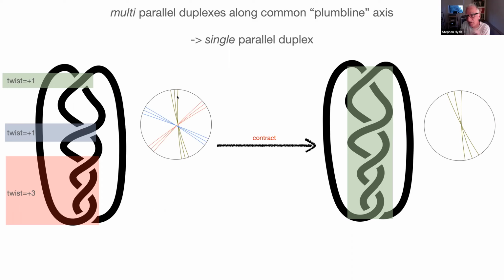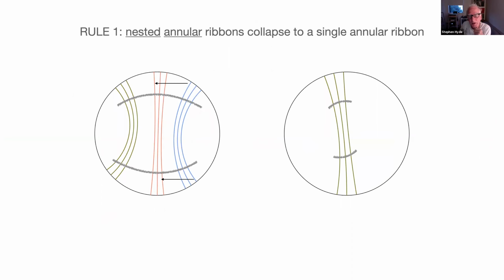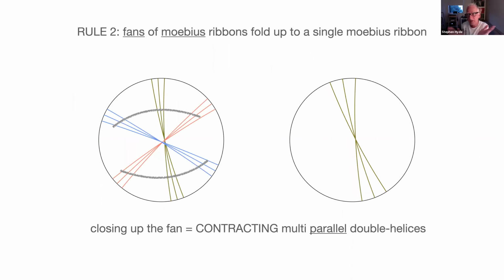Because the point is, it's really just the parity which is important for our purposes. Whether the number of twists is odd or even is what's important, because that determines which side my strand comes out as it comes in. So it's the parity that's important, what I call the twist parity, even or odd. So there's my first rule: if I have annular ribbons, you can think of them as sliding around the perimeter, and I can condense them all together into one ribbon where I sum the twists. And if I have fans, I can close up the fan into a single fan where again I sum the twists.